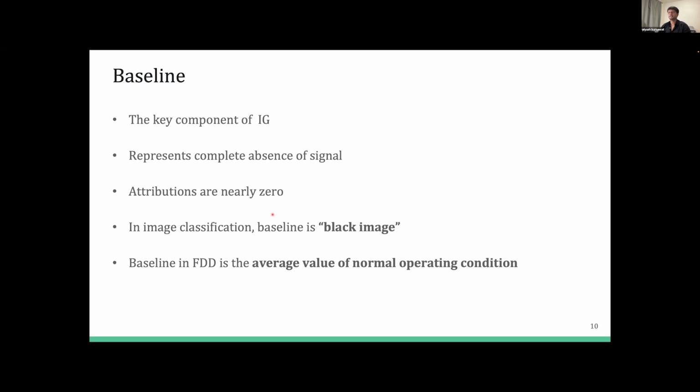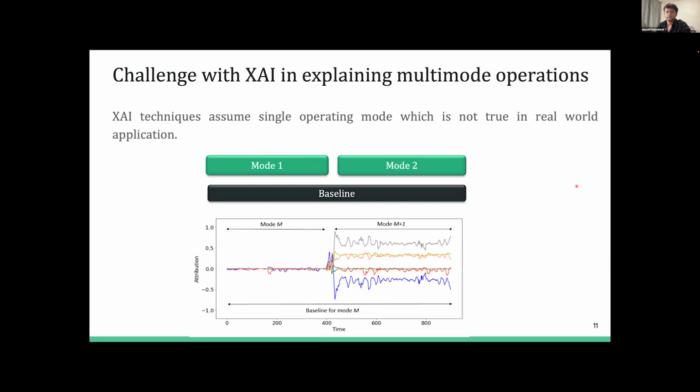In fault detection and diagnosis, it is the average value of the normal operating condition, which represents the absence of signal, which certainly implies that there are no faults in the process. The limitation is that the XAI technique assumes a single operating mode, which is not true in real-world applications. Process industries go through different modes and transitions throughout their time period.